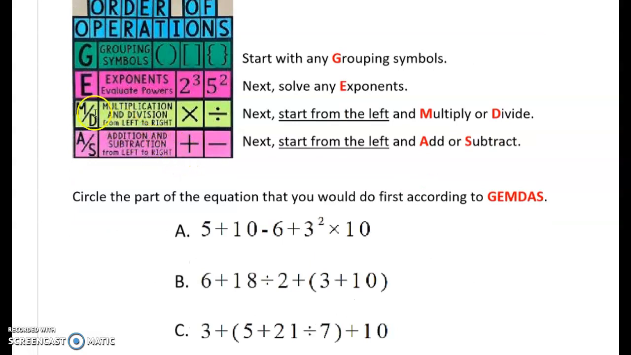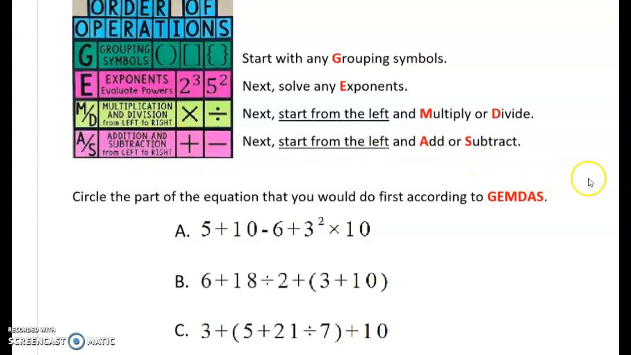Then you want to look at your multiplication and division. It doesn't matter which one comes first, it's either or, but you always want to be moving from left to right. Then you can move to addition or subtraction, and again, from left to right. Addition doesn't have to come first, but you do have to move from left to right.